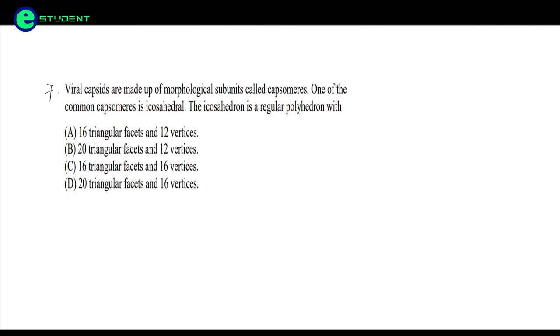Viral capsids are made up of morphological subunits called capsomeres. One of the common capsomere arrangements is icosahedral. The icosahedron is a regular polyhedron with.